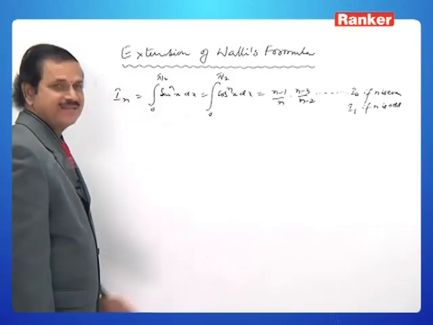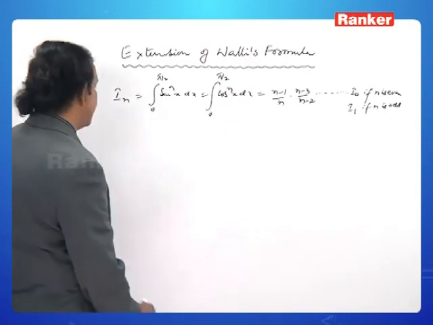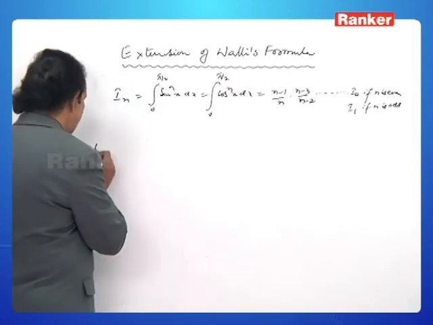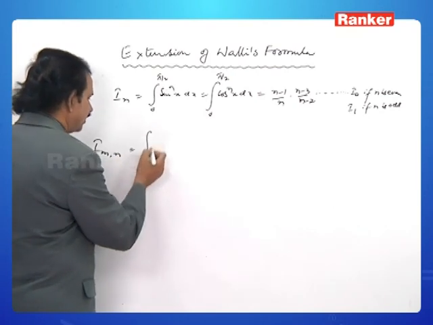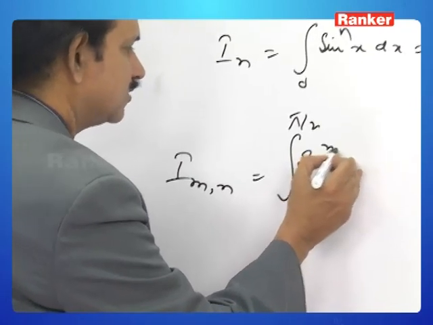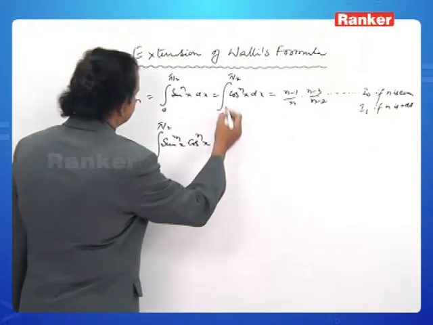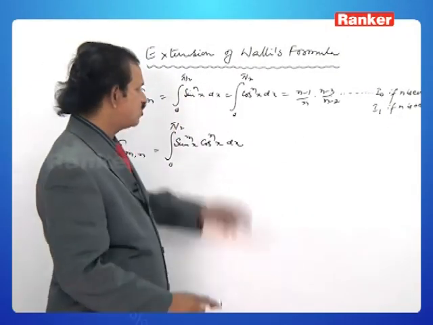What is meant by In? This answer is of course denoted by In. Well done. Now we introduce an extension of this formula like Imn = integral 0 to pi by 2 sin^m x into cos^n x dx. Well, my dear, how to have the proof of this one?